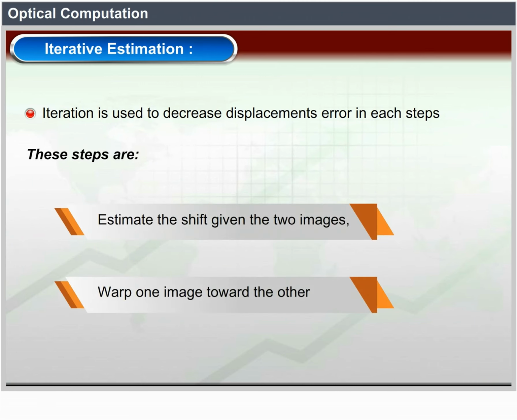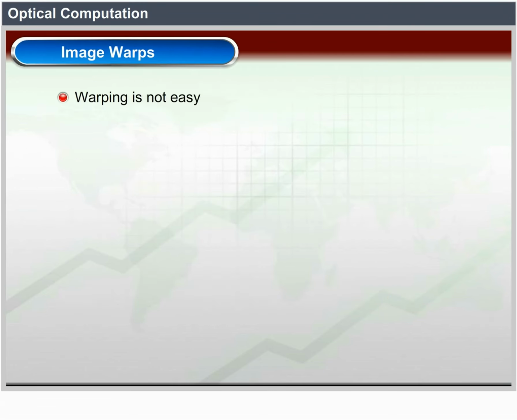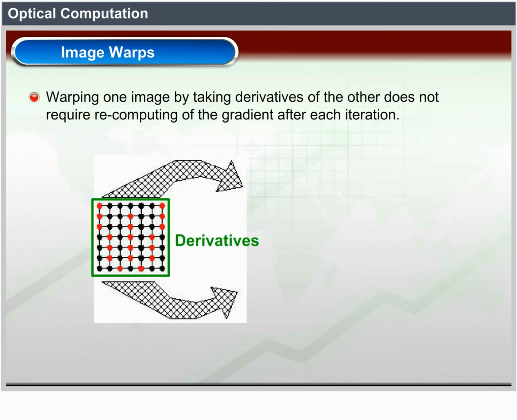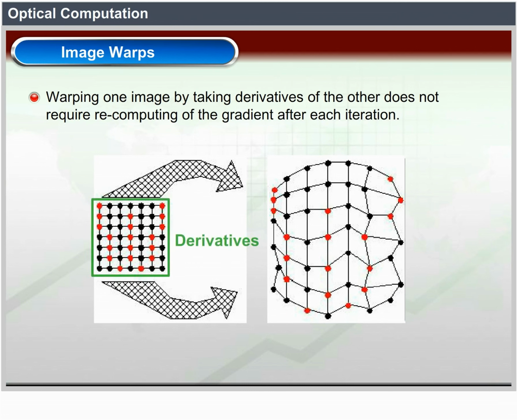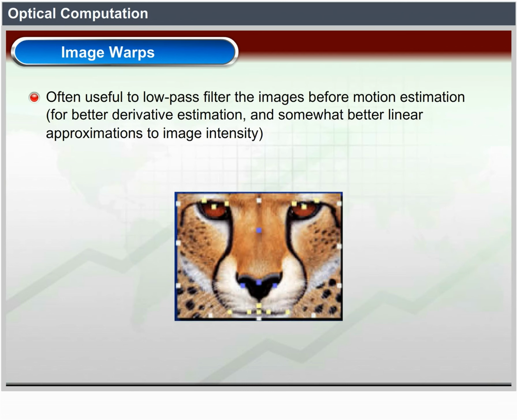These steps are: estimate the shift given the 2 images, warp one image toward the other. Image warps. Warping is not easy. Warp one image, take derivatives of the other so you don't need to recompute the gradient after each iteration. Often useful to low-pass filter the images before motion estimation for better derivative estimation and somewhat better linear approximations to image intensity.